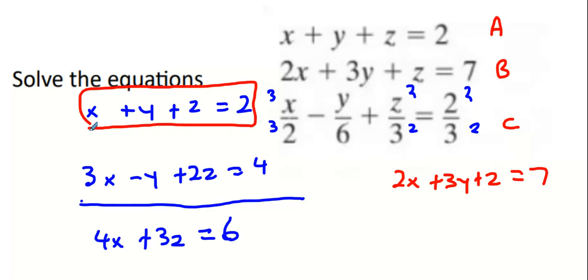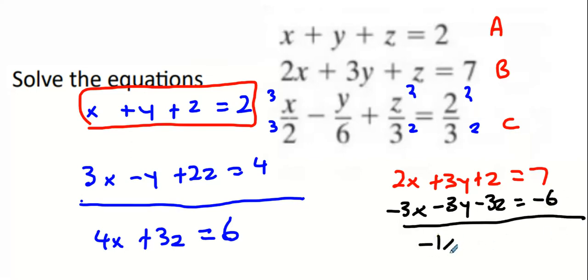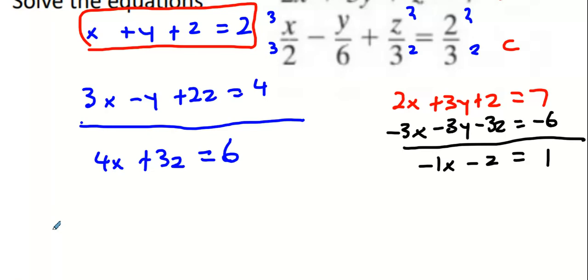So what we're going to do here is I'm going to multiply that equation by minus 3. I get minus 3x minus 3y minus 3z equals minus 6. And I get minus 1x minus z equals 1. So see the way I have the same two letters twice? I have xz in one equation and xz in the other equation. Only then can you pair them up. Multiply this one on the right by 3.